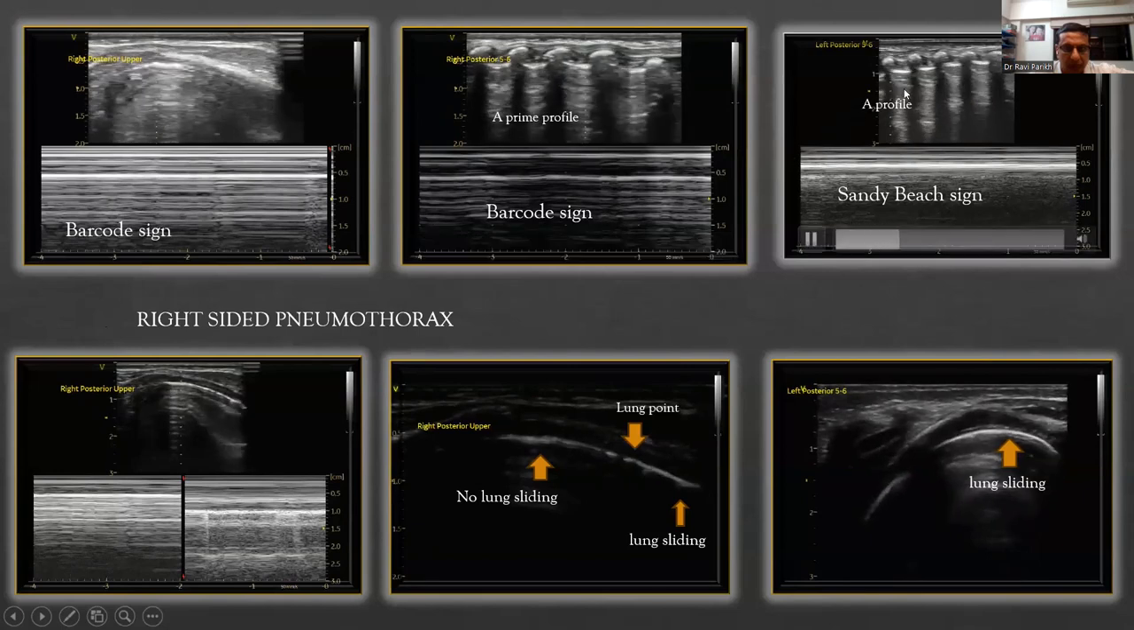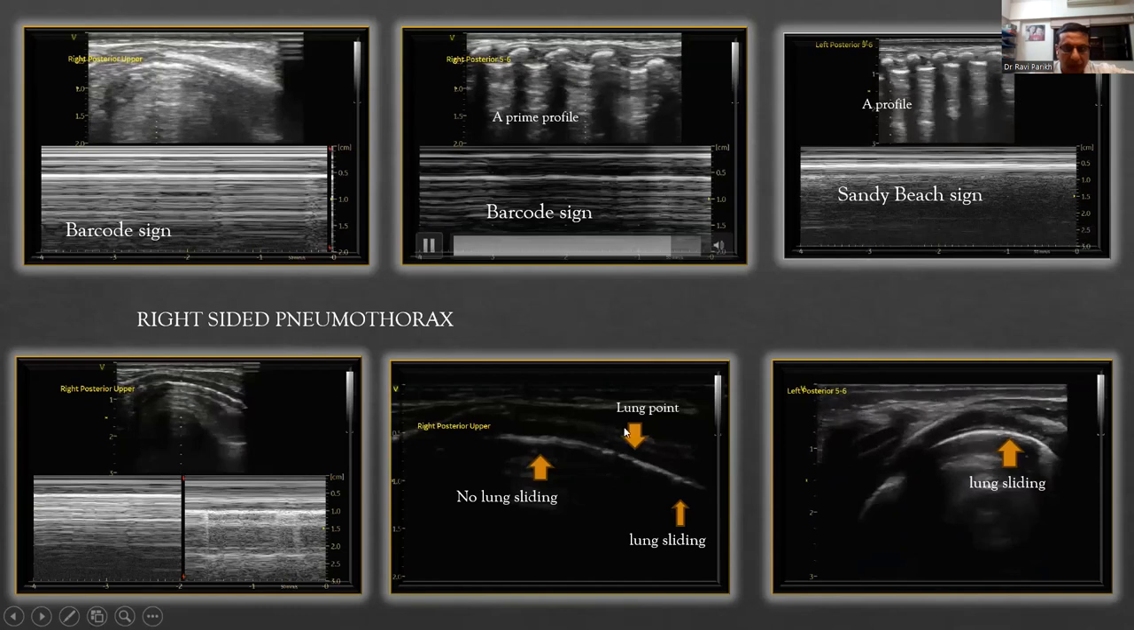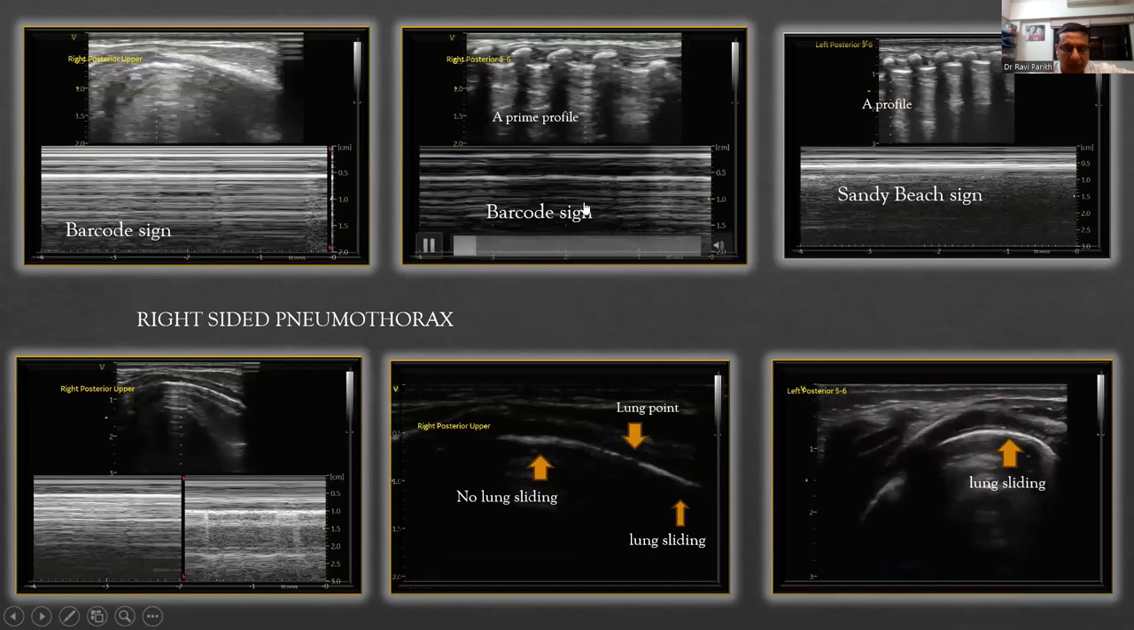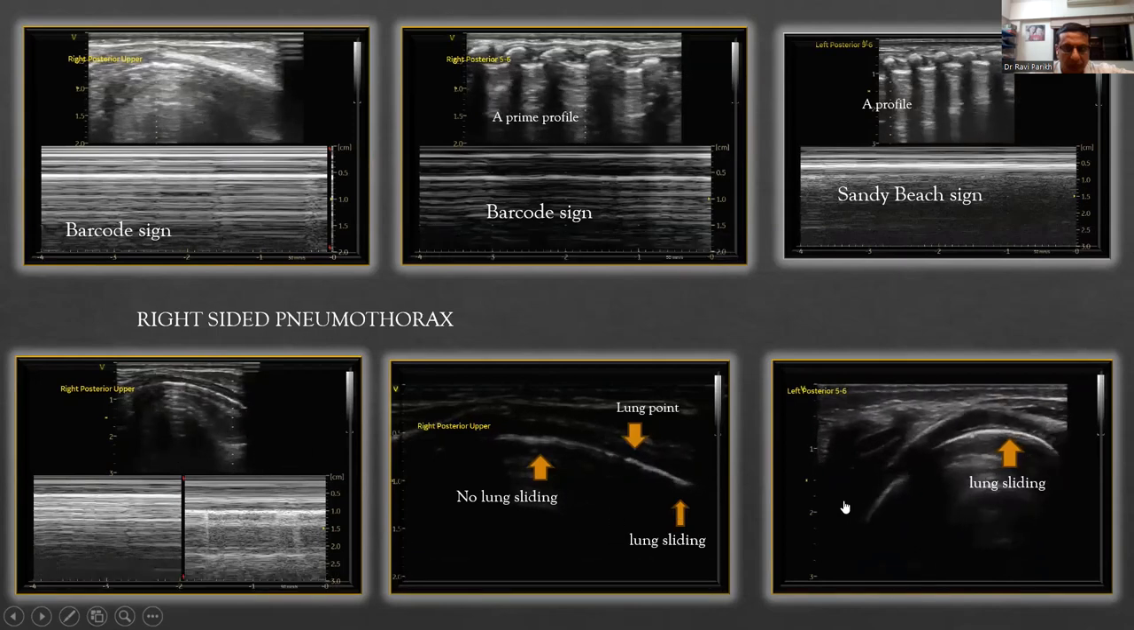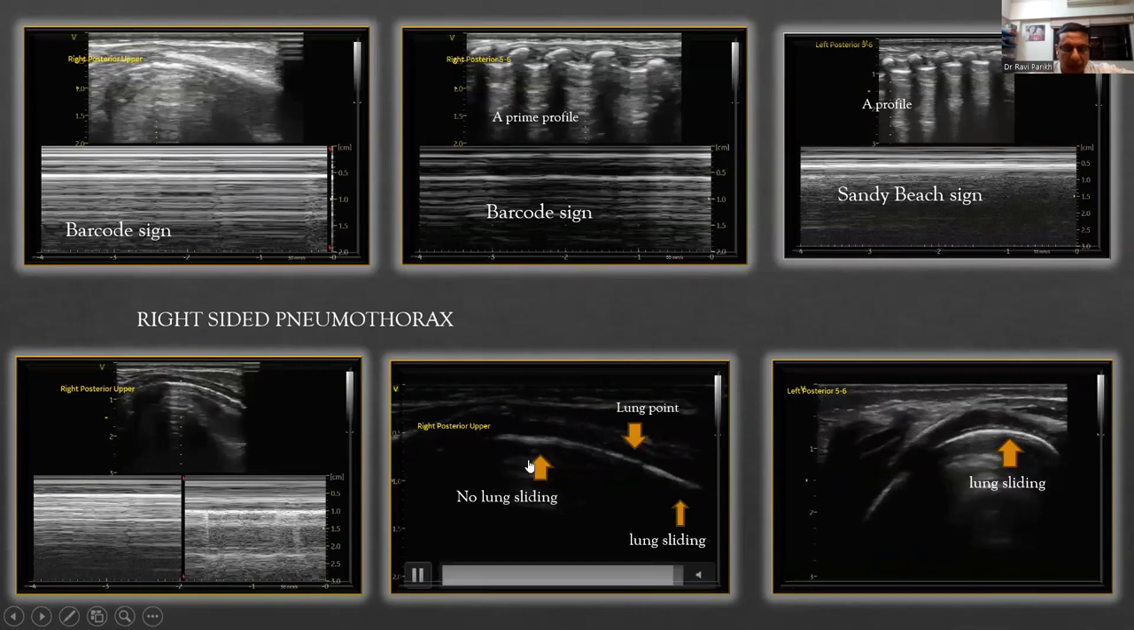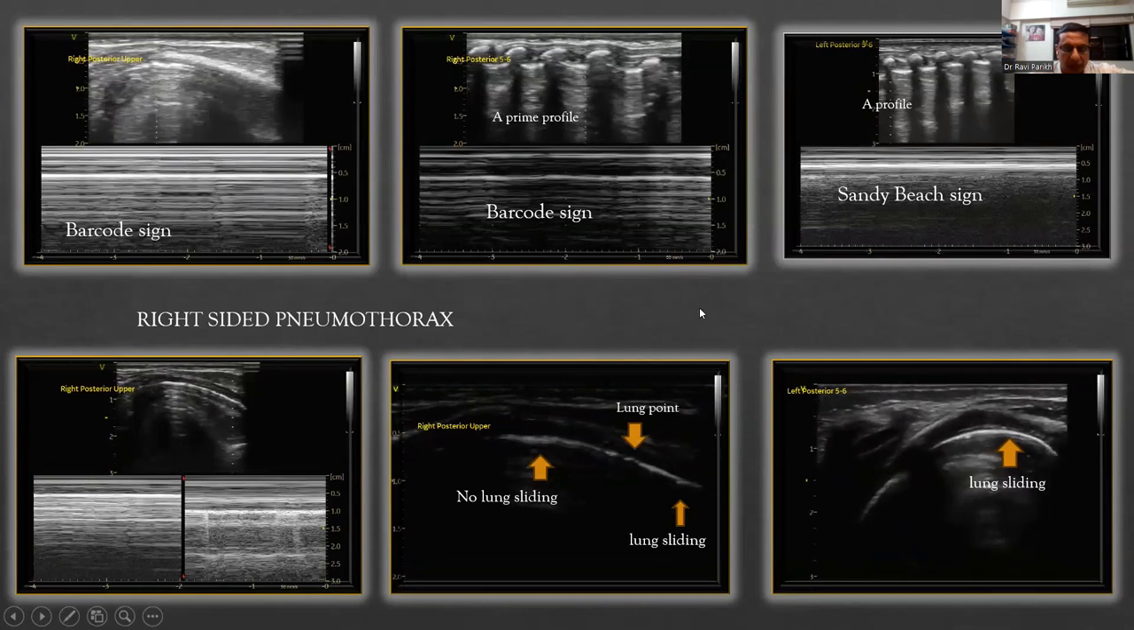To compare with the left side, this is lung sliding, A profile, A prime profile. This is the sandy beach, this is the barcode. Here is the lung point. This is lung sliding and no sliding for the lung point. No lung sliding here. I feel lung sliding here. In comparison to the bad lung sliding, this is the left lung, normal lung sliding, here no lung sliding. This is the right lung, the barcode.